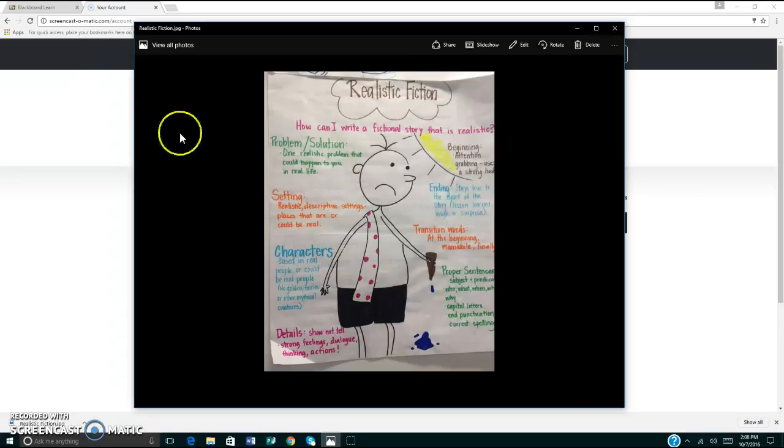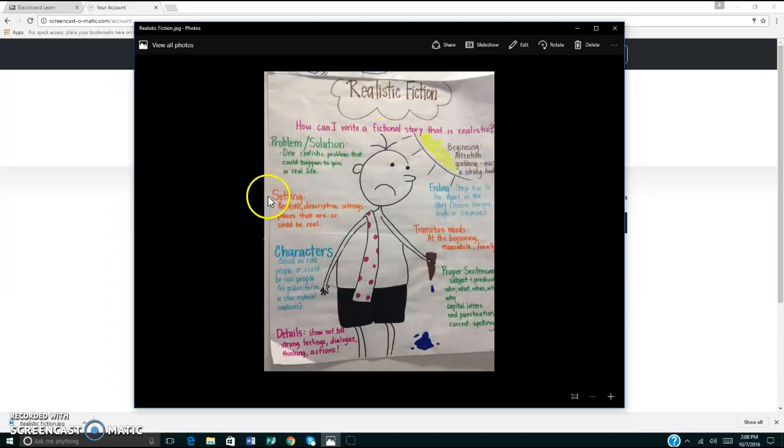So one of those things to think about is the problem and solution of a story. This is what gets us excited about reading, right? This is what creates the page turner. Is this problem going to be solved? In a realistic fiction story, guys, one realistic problem that could really happen to you in real life is a perfect way to make this fictional story that we're going to create realistic.